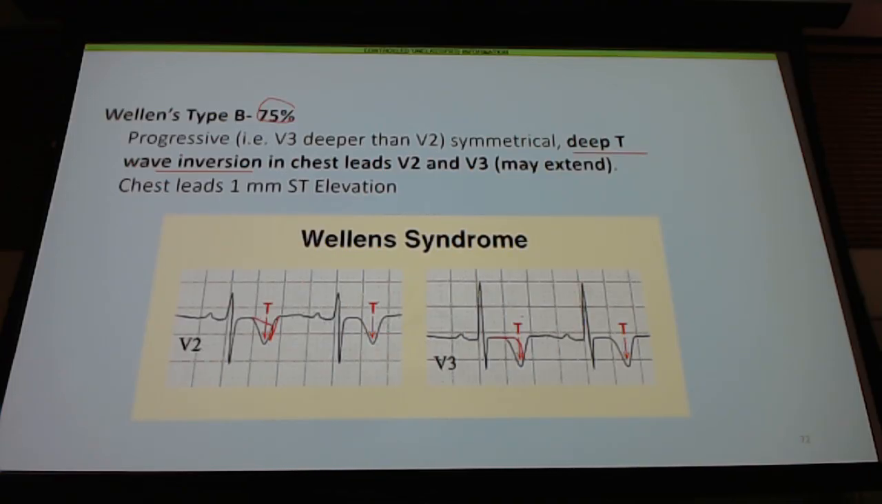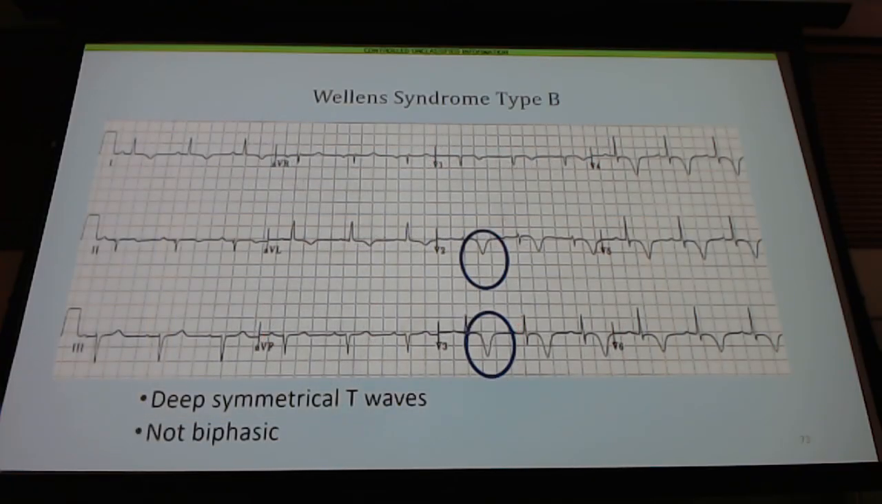But if you see this, then this is the most common form of Wellens that you're going to see, and again, will mean that they have a high risk of having a massive heart attack within the next week or so. And here's an example of that type B on your EKG, seeing those deep well-like T waves in V2 and V3, with V3 being deeper than V2.